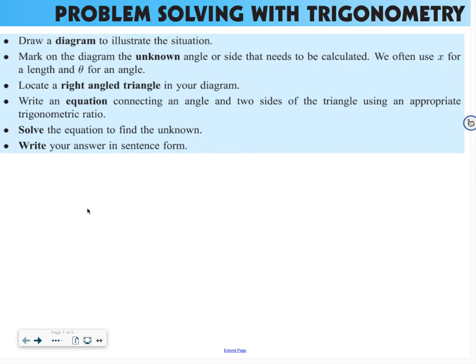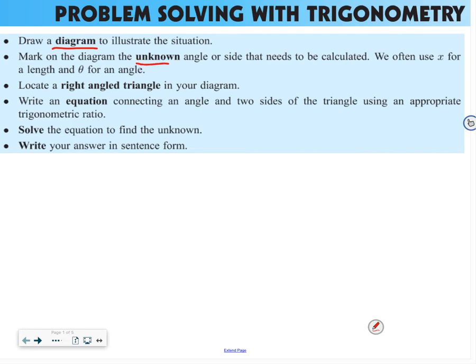All right, mathletes, here we are looking at problem solving with trigonometry. As you're problem solving with trigonometry, some things you want to remember are to always write and draw a diagram.